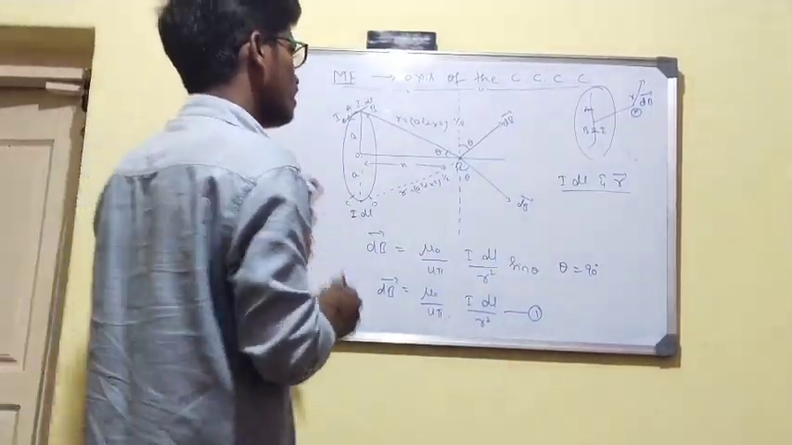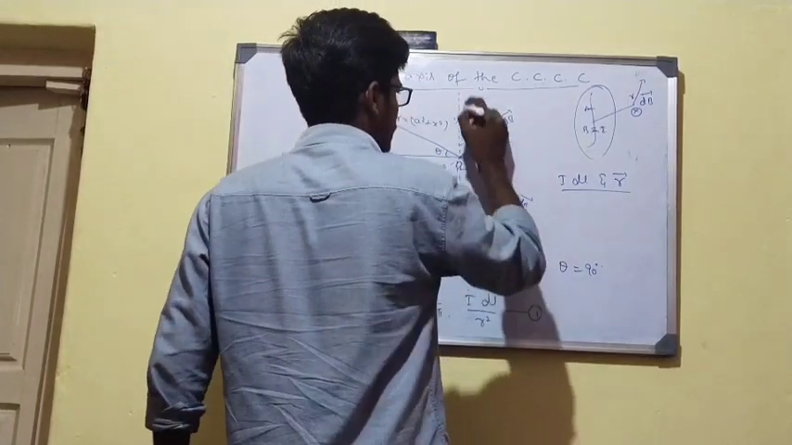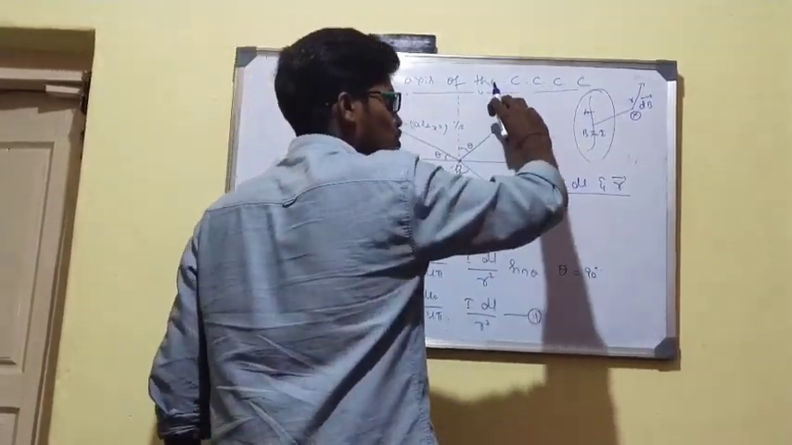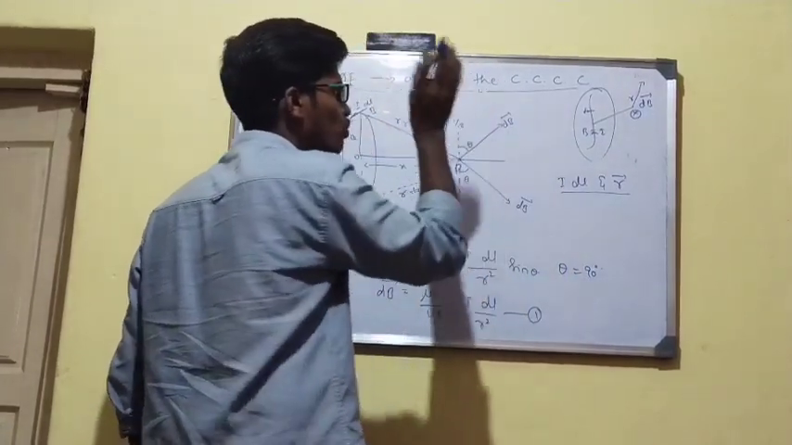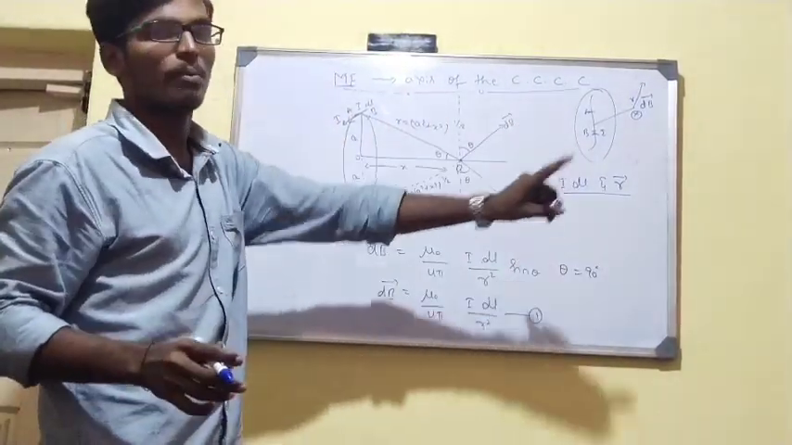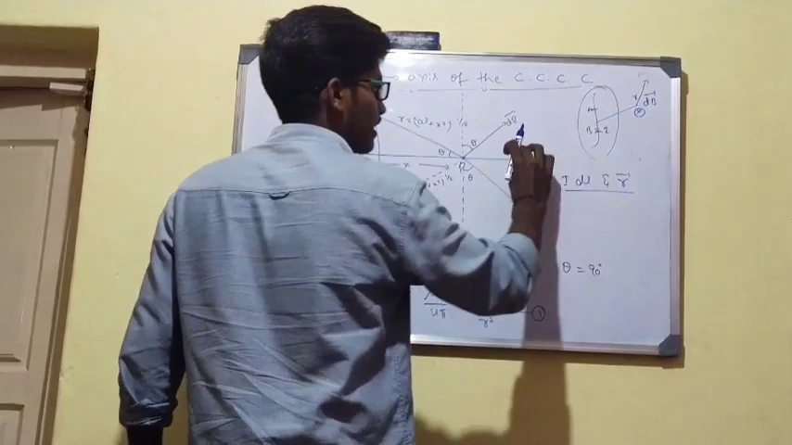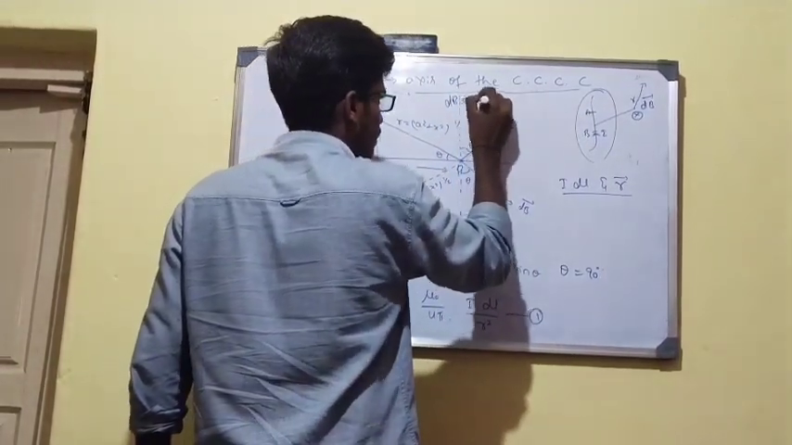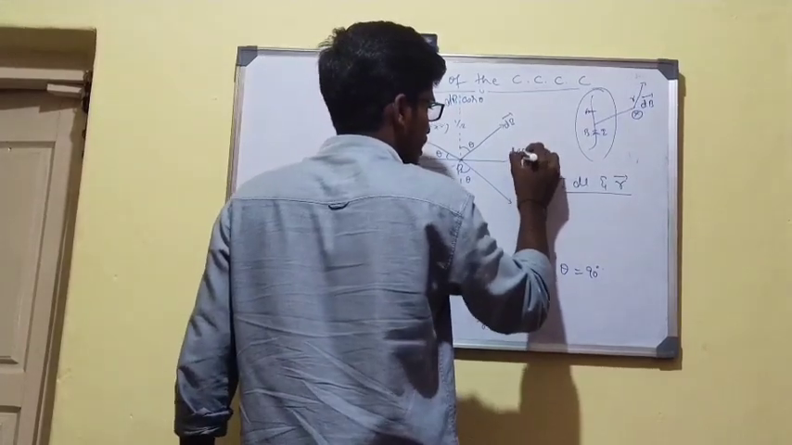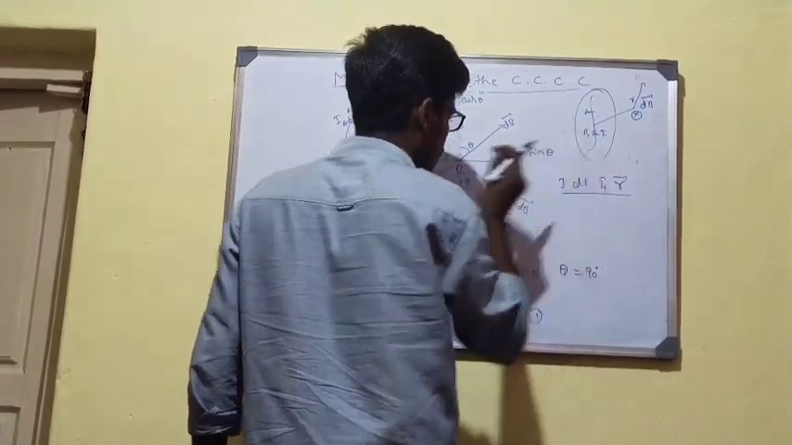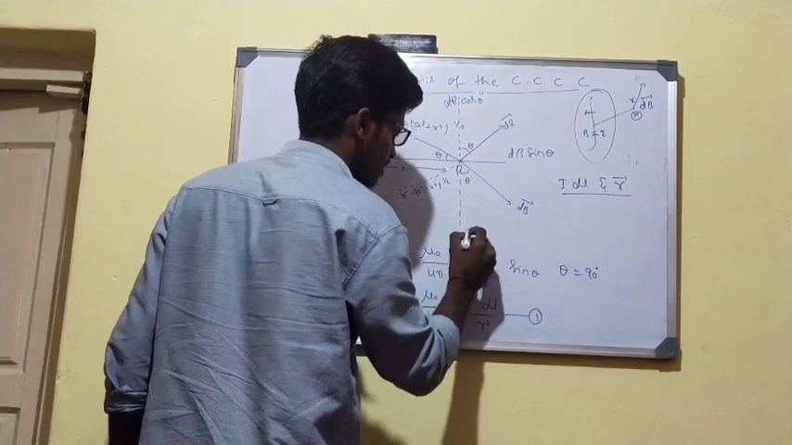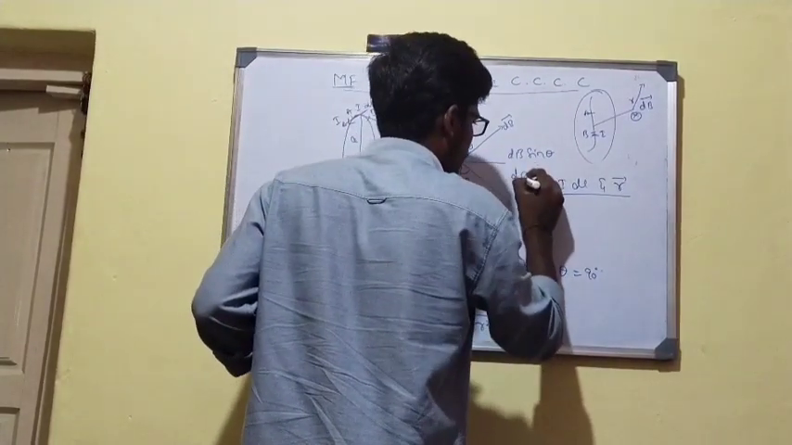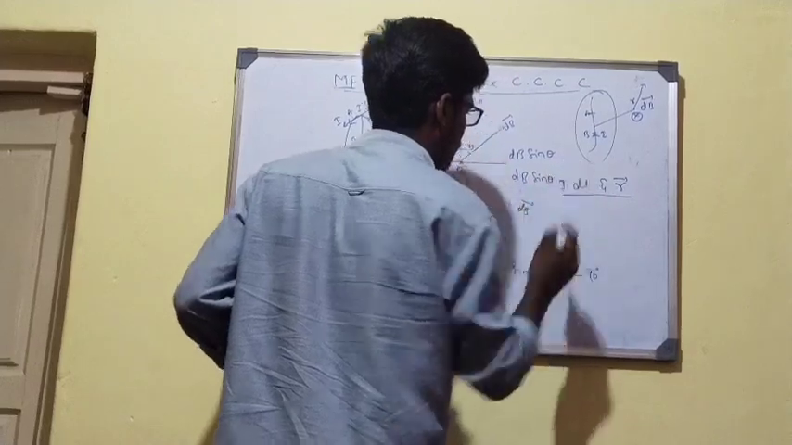Now, this dB makes an angle theta with this y-axis. This is a vector quantity. I am going to resolve this vector quantity into 2 components. Along the vertical direction, it has dB cos theta. Along the horizontal direction, it has dB sin theta. This dB also has 2 components: along the vertical direction, dB cos theta, and along the horizontal direction, dB sin theta.